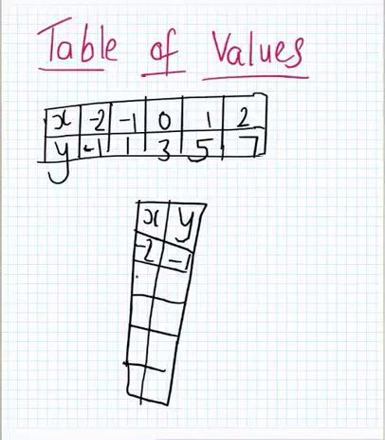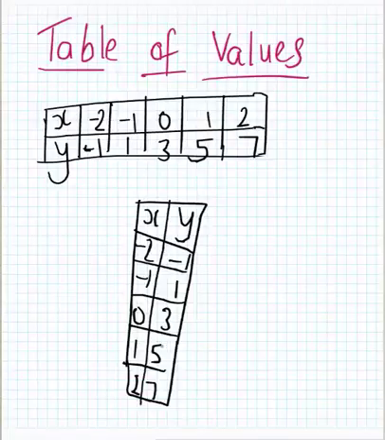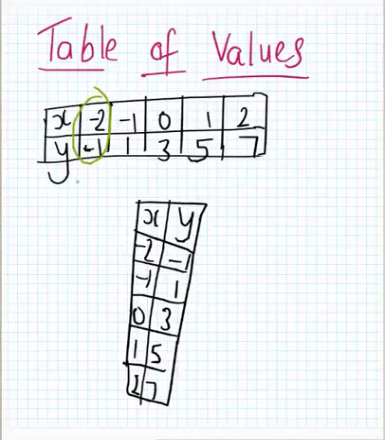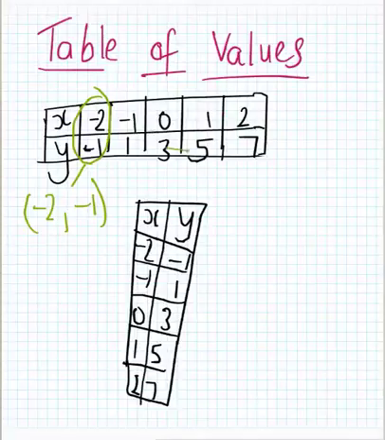When x is -1, y is 1. So same table of values, 0, 3. Just this is vertical, and the other one's horizontal, and 2 and 7. Now the reason why I'm showing you both is that a table of values shows you points, and you plot these points on a graph. For example, this one here is saying when x is -2 and y is -1. Plot that point on a graph, plot all the other points, and join them up, and they should give you a straight line.